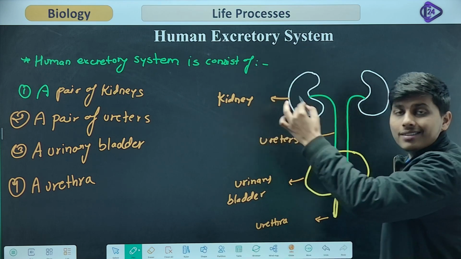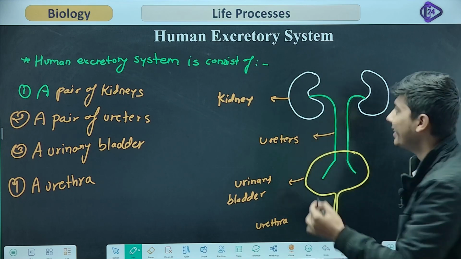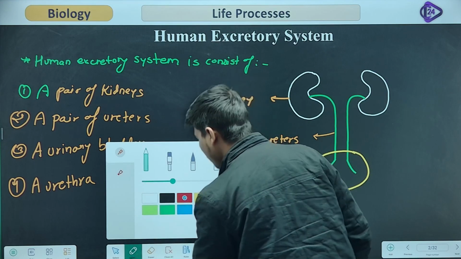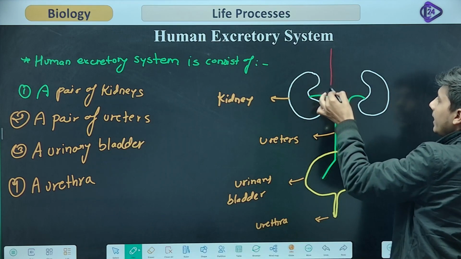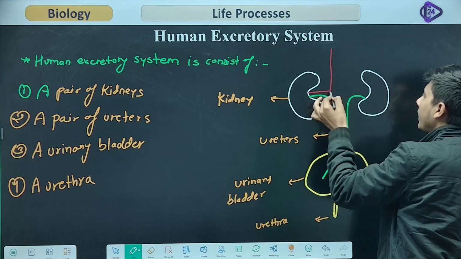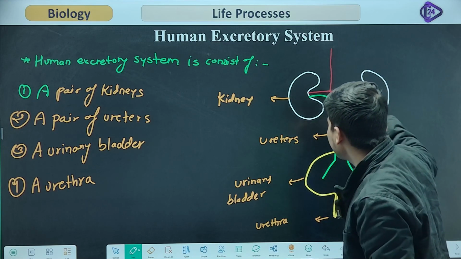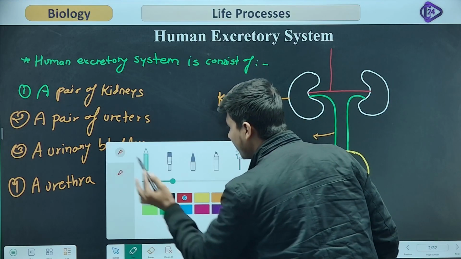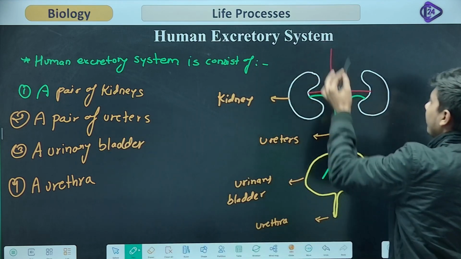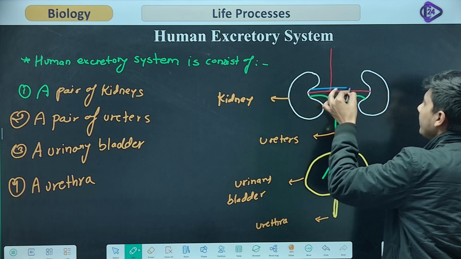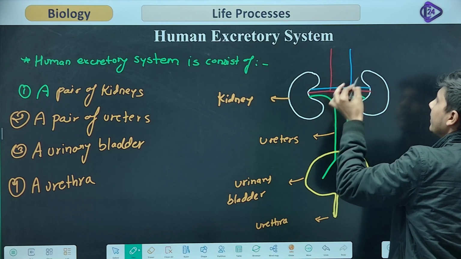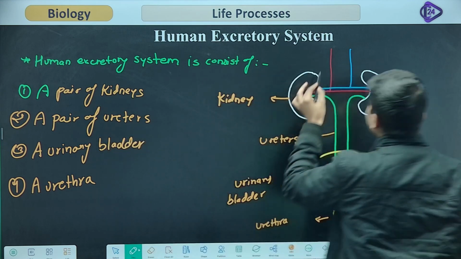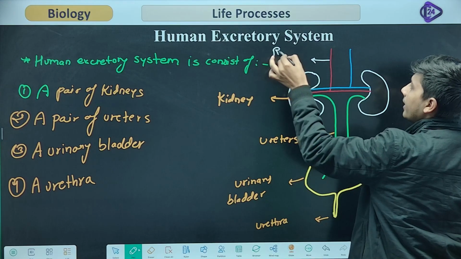The artery which is taking impure blood into the kidneys is called the renal artery. And the vein which is taking blood outside from the kidney is called the renal vein. Let's label them. This is called the renal artery.